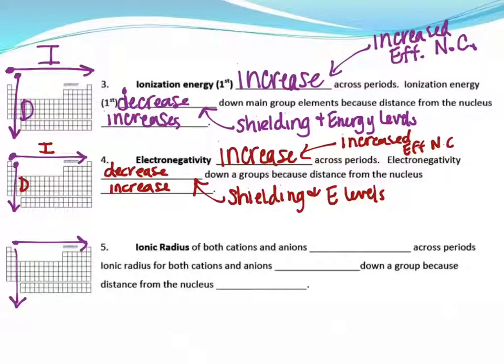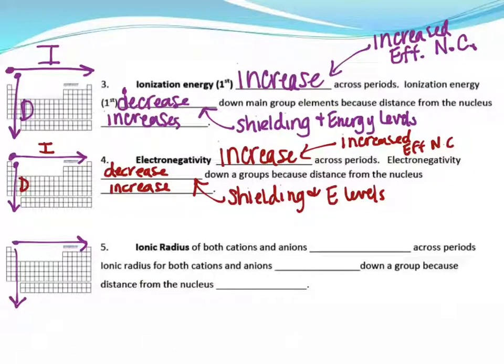Any question on that? We are almost done, and then we're going to practice a few of these. All right, ionic radius. So ionization energy and electronegativity do the exact same thing. The trend is the same way: increasing this way, decreasing that way. Ionic radius does the exact same thing as atomic radius.